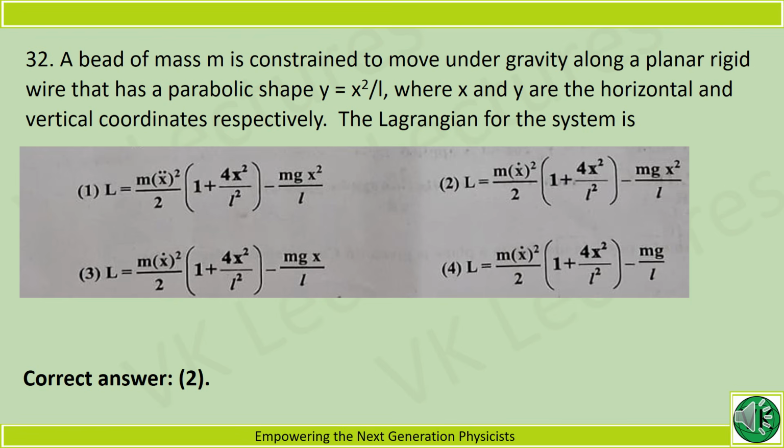A bead of mass m is constrained to move under gravity along a planar rigid wire that has a parabolic shape y equals x square by L, where x and y are horizontal and vertical coordinates respectively. The Lagrangian of the system is found to be L equals m x dot square by 2 into 1 plus 4x square by L square, minus mgx square by L, option 2.